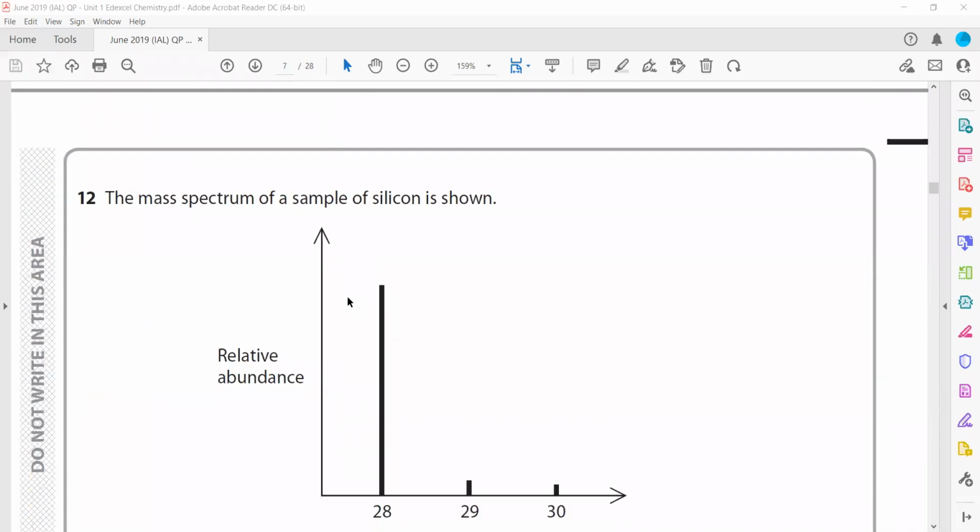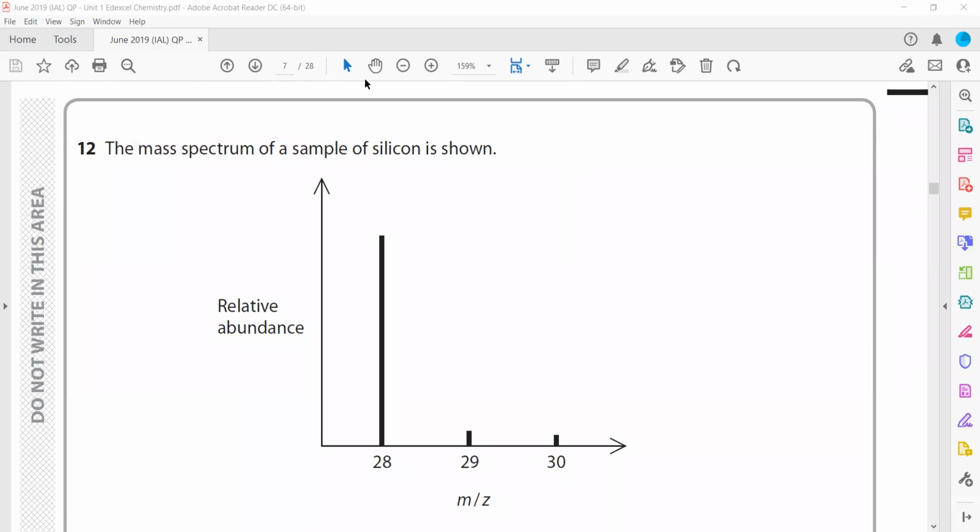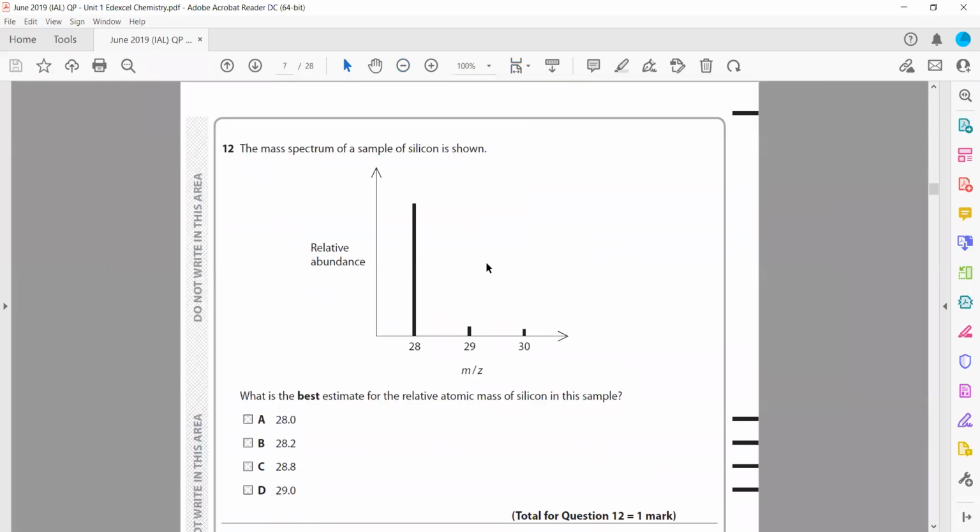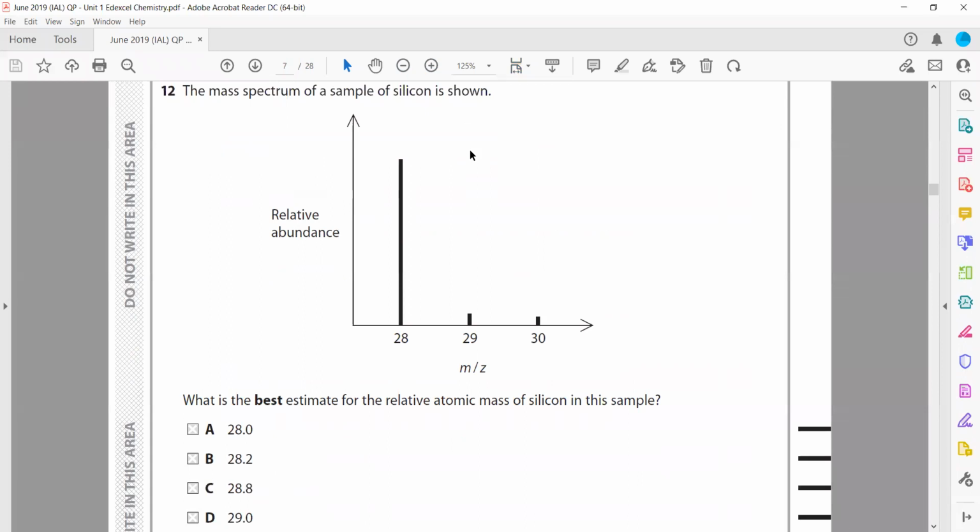When a mass spectrum of a sample of silicon is given, what is the best estimate? Look, here no scale is mentioned. The relative abundance scale is not there. If the relative abundance scale is not there, you can use your ruler to work out the percentage. Using your ruler, you will measure this length. I'm just giving an example, say this is 10 centimeter.